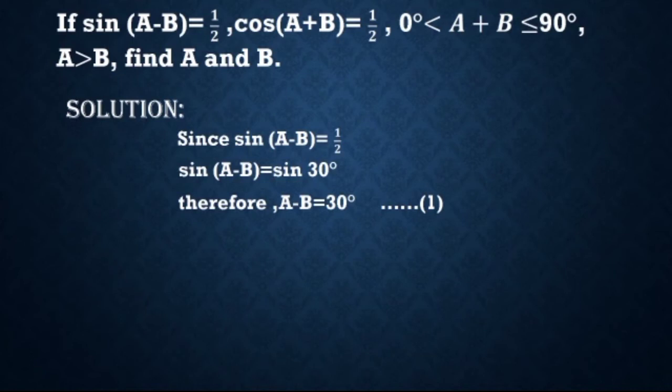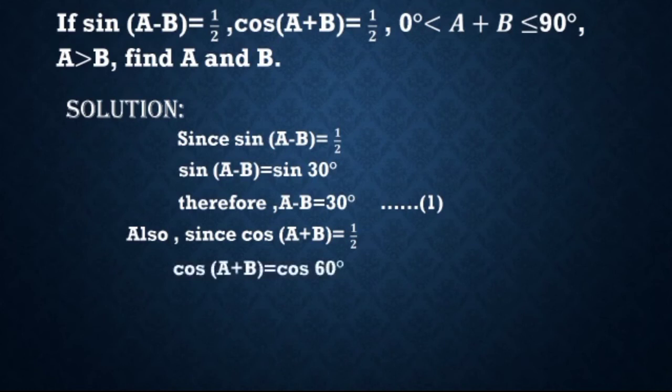Also, since cos(A + B) = 1/2, but in trigonometric cos values, cos 60° is equal to 1/2. That's why cos(A + B) is equal to cos 60°. Therefore, A + B is equal to 60°. This is equation 2.